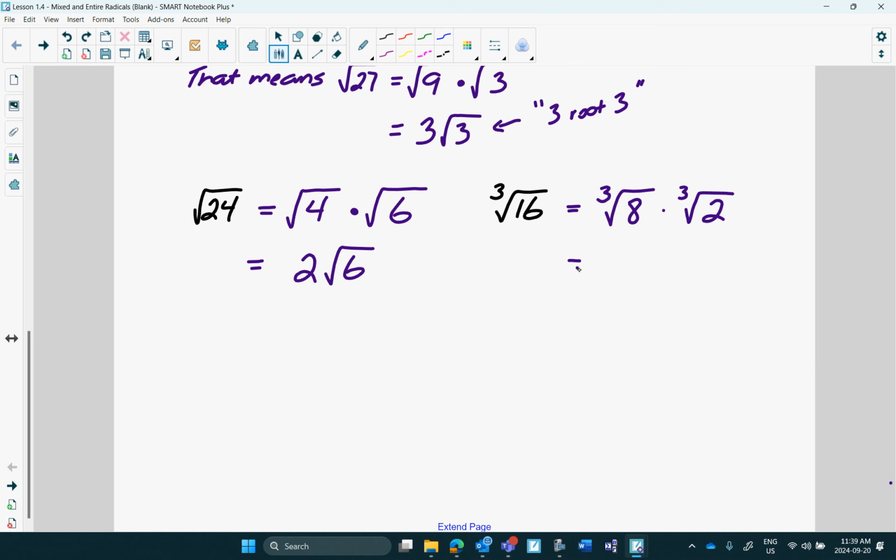Why did I do that? Because I can find this exactly. What is the cube root of 8? 2. I can't do the second one, so I just write it beside. So your answer, I know it looks a little weird, 2 cube root 2. That's how we simplify these things. Okay?